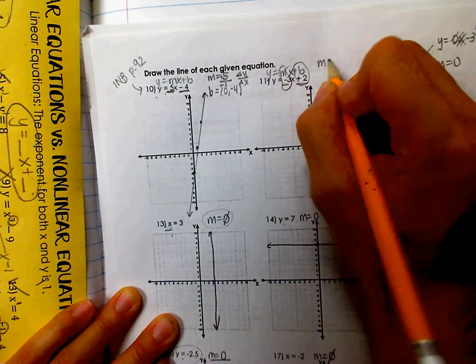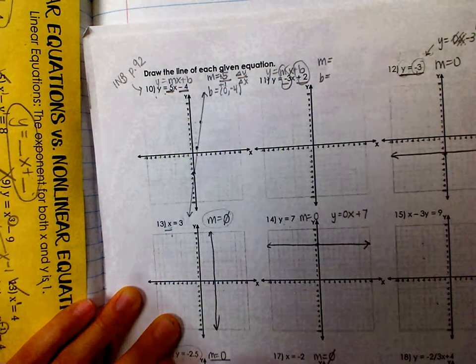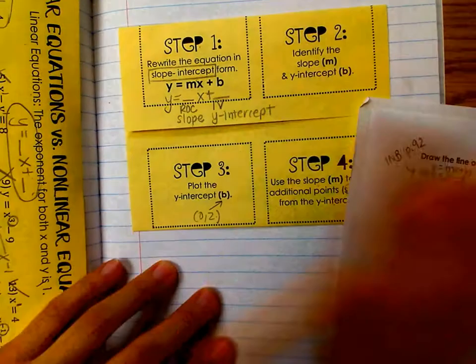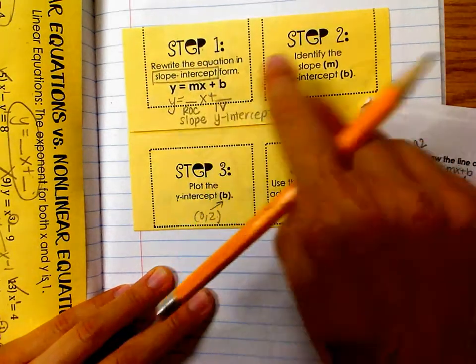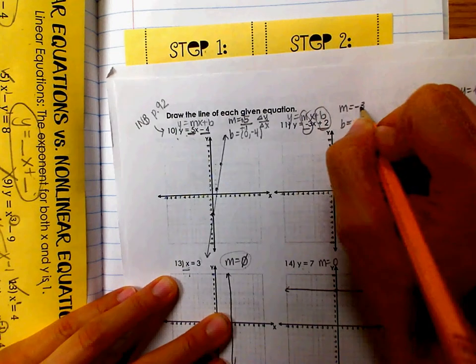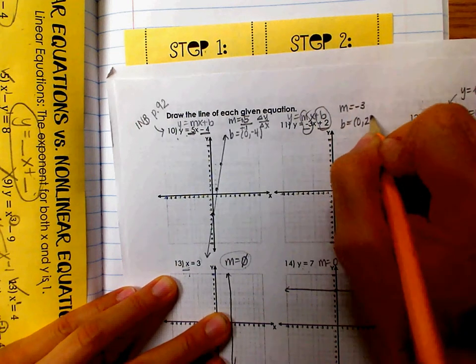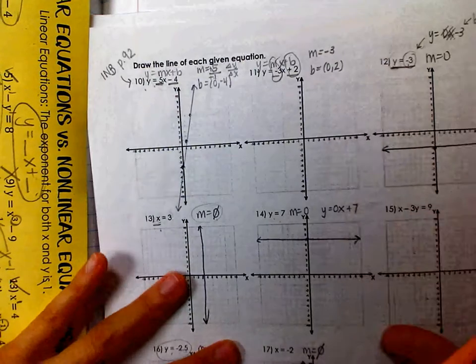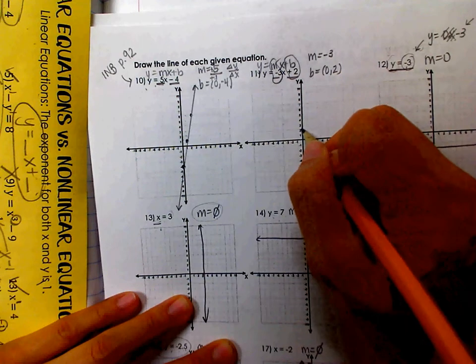Let's try finding m. So y equals the slope here, okay, this is already in slope-intercept form. Let's identify the slope and the y-intercept. The slope here is -3, and the y-intercept is (0, 2). All right, step 3, plot the y-intercept. Where do we start? (0, 2) is right here, plotted. That's all I had to do for step 3.